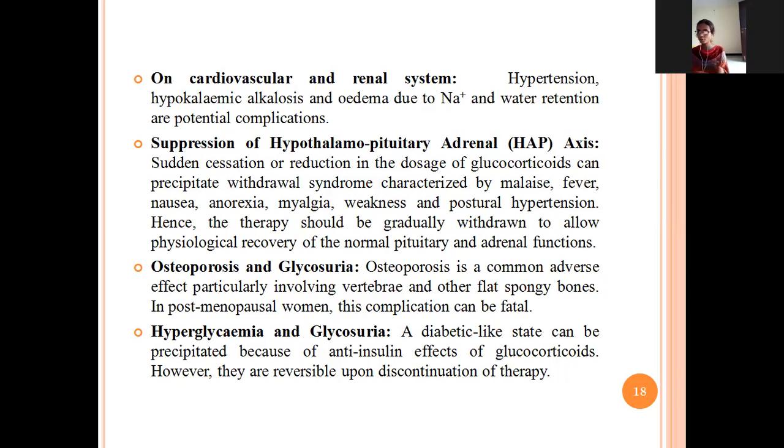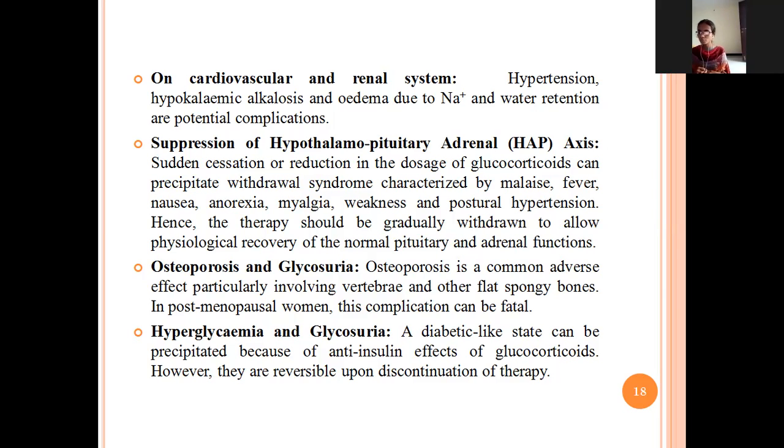Here we can see hypertension, which is a raising of the blood pressure, hypokalemic alkalosis, and edema due to sodium and water retention. Here edema occurs due to the sodium and water retention, means the sodium which would be eliminated after filtration from the body will instead get reabsorbed from the urine. Next, suppression of the hypothalamo pituitary adrenal axis.